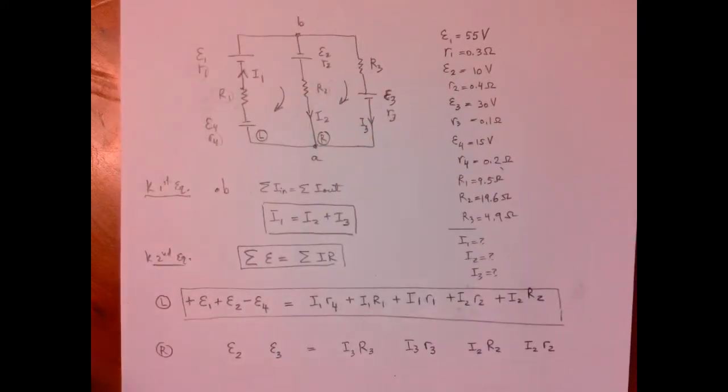And now let's look at the signs. Battery E3 is crossed from plus to minus, which makes this negative.